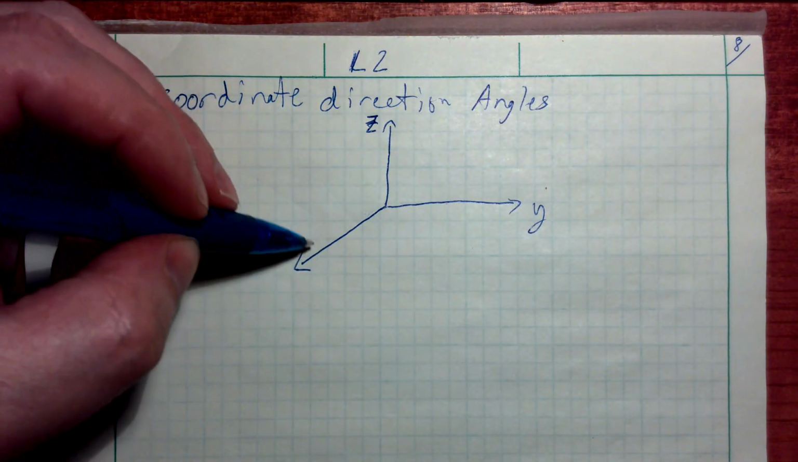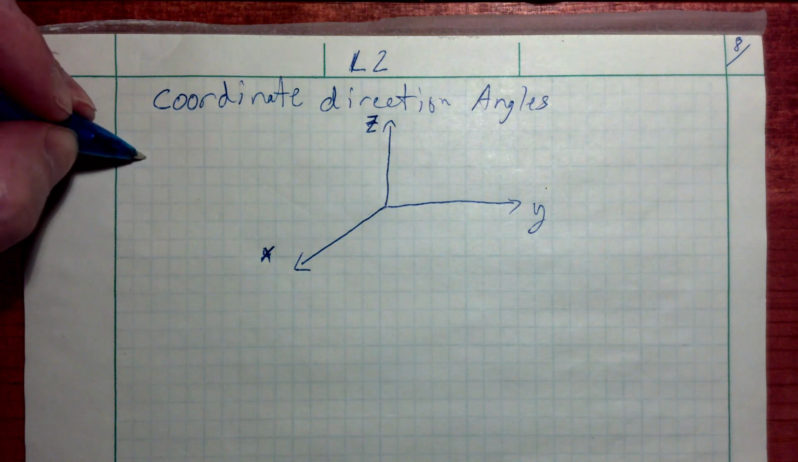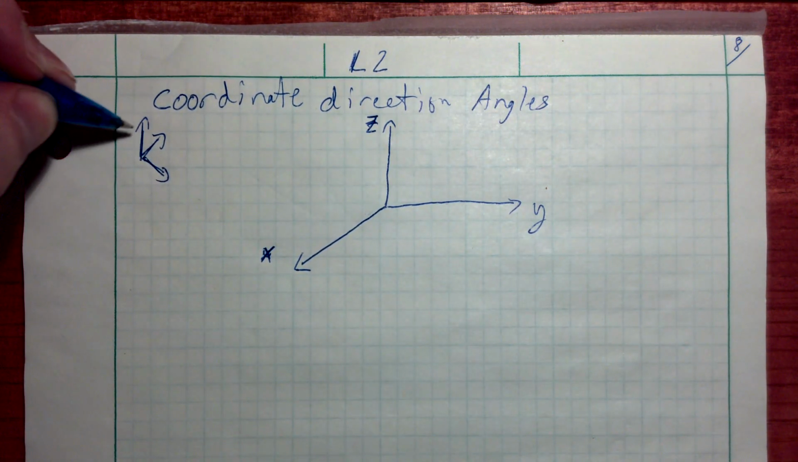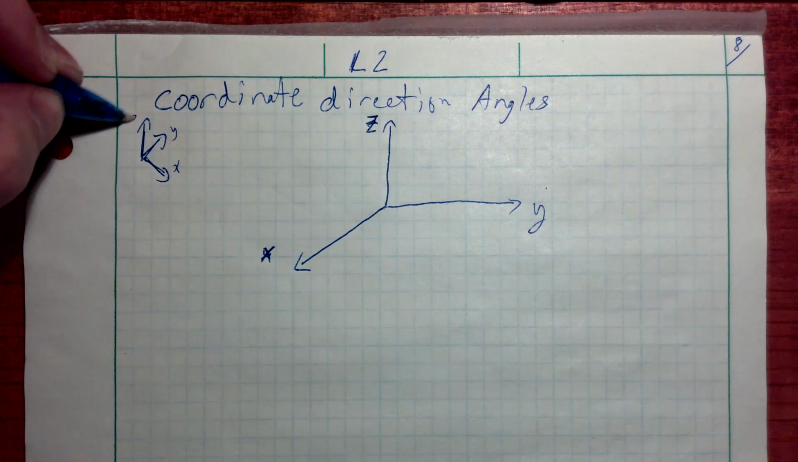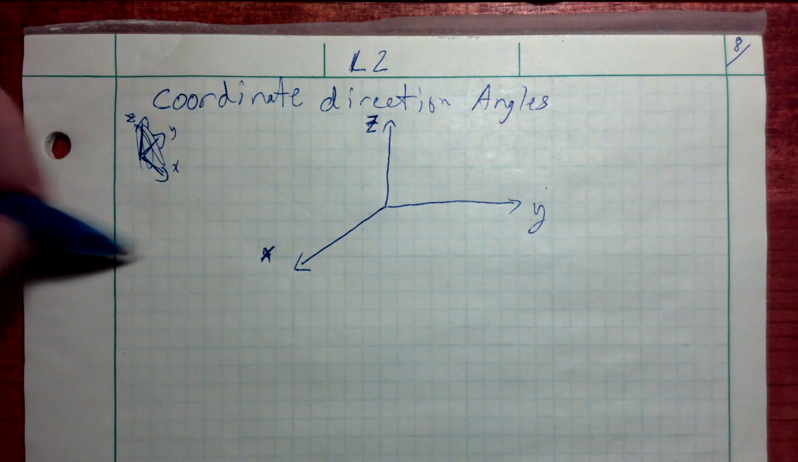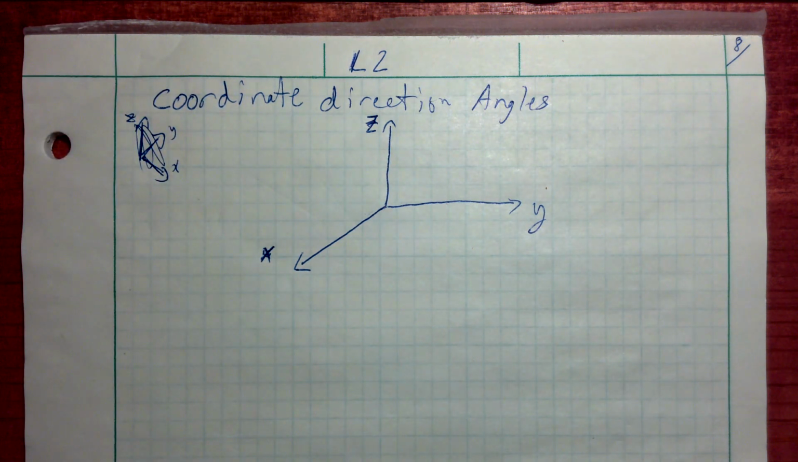So as long as you draw, I could draw X out here and Y back there. As long as I draw X, Y, and Z, that's okay. That is technically correct. This is the way I would normally draw it, though, right? You'll see in the book they'll use all kinds of weird angle systems, but I digress.